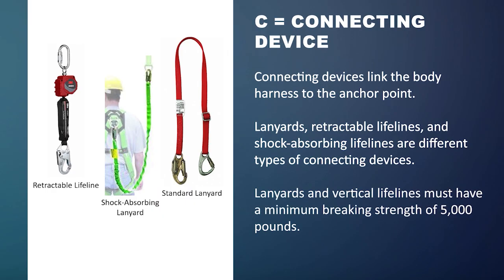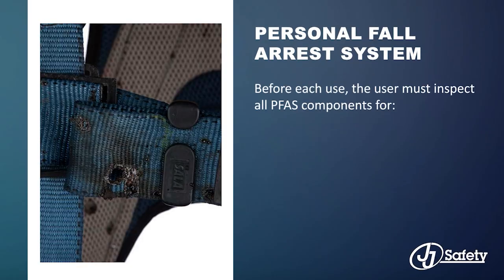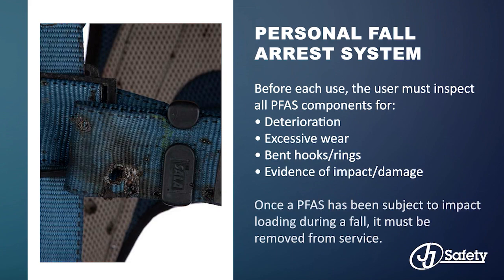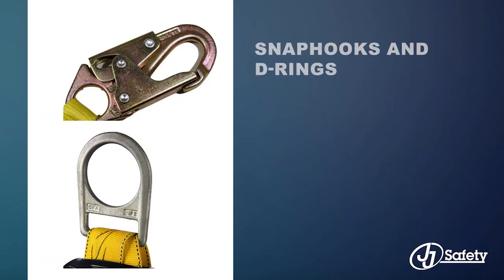Lanyards and vertical lifelines must have a minimum breaking strength of 5,000 pounds, and snap hooks must be self-locking. Before each use, the user must inspect all personal fall arrest components for deterioration, excessive wear, bent hooks and rings, and evidence of impact damage. Once a PFAS has been subject to an impact load during a fall, it must be removed from service.